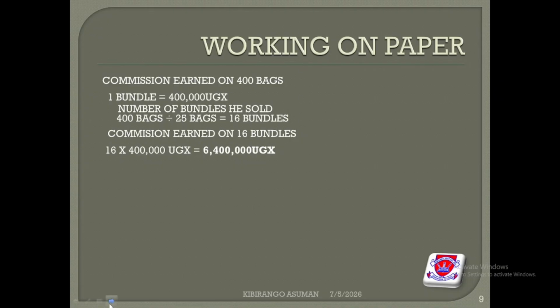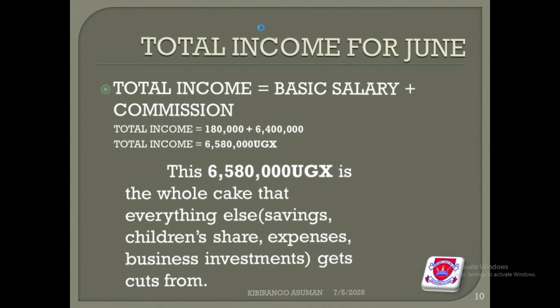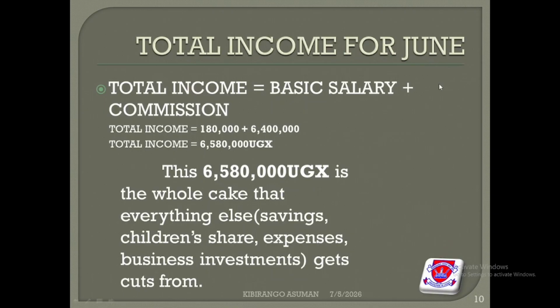So the next thing after finding this will be to find the total income for June. Remember that in June he sold 400 bags and we got the commission he got. So to find the total income for June, total income is equal to basic salary plus commission. The basic salary is the fixed amount which he gets every month, no matter what, and the commission is the amount which we have got earlier.